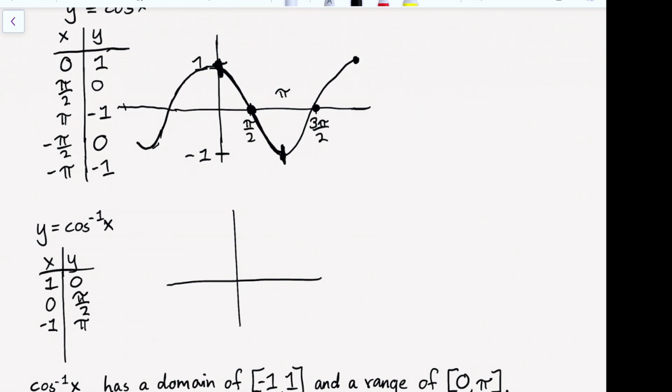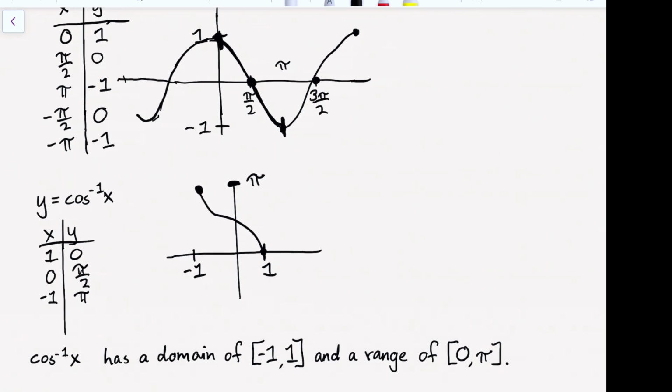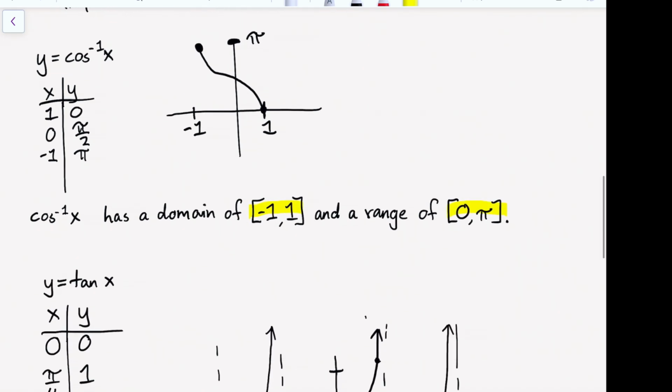The graph of the inverse cosine function looks something like this. Its maximum is at pi on the y-axis, and it has a domain of -1 to +1. So cosine inverse of x has a domain of -1 to +1 and a range from 0 to pi.